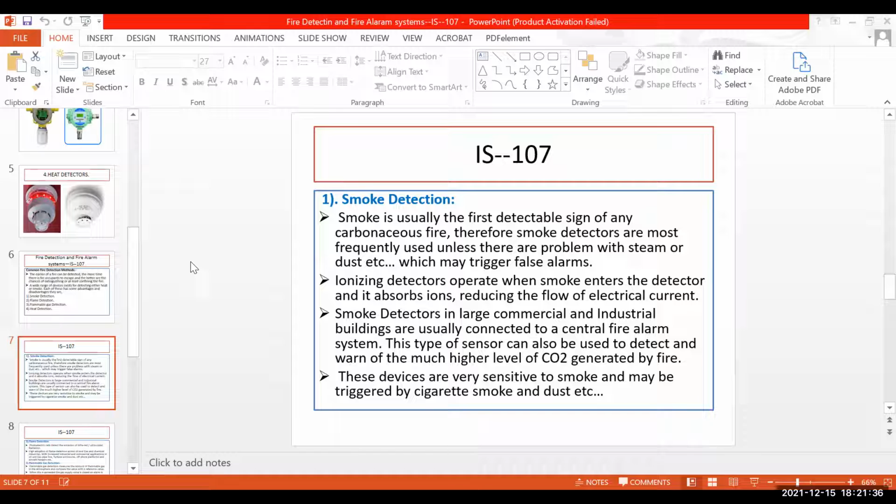As I said, dust and steam also, due to steam or hot water. While using so much hot water, the steam will be accumulated. Due to that also, smoke detectors might start the alarm.